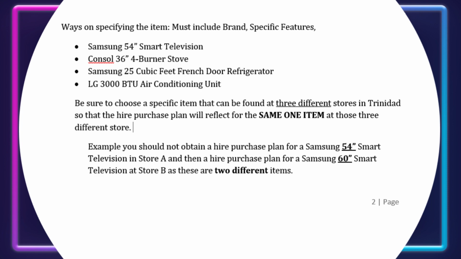Now you must be sure to choose a specific item that can be found at 3 different stores in your territory so that the hire purchase plan will reflect for the same one item at those 3 different stores. For example, you should not obtain a hire purchase plan for a Samsung 54-inch smart television in store A, but then obtain a hire purchase plan for a Samsung 60-inch smart television at store B. These are 2 different items. Also remember never to mention the names of the stores you visited.